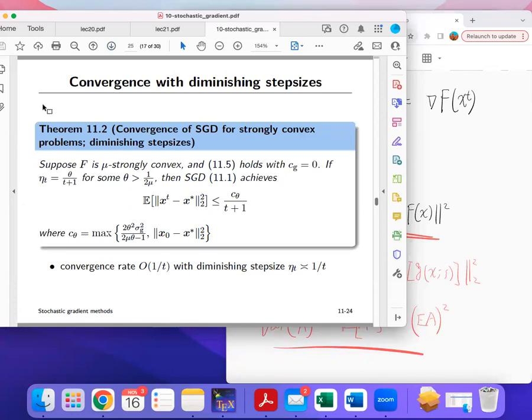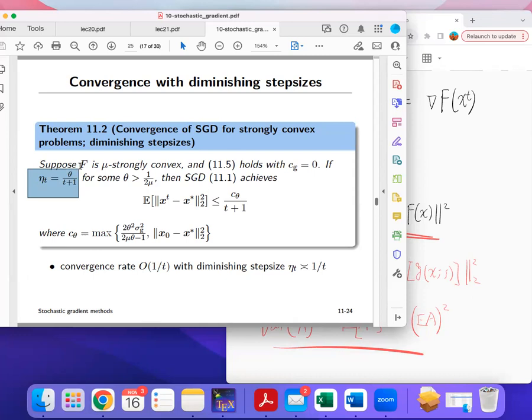And we will look at this. This is another result that people usually use. Well, the setting is essentially the same. Okay, F is mu-strongly convex, and assume the c_g equals to 0, for simplicity. Now, the big difference is that here we are using a diminishing step size instead of using a constant step size. We let eta_t in iteration t to be theta over t plus 1. Well, theta is a certain constant bigger than 1 over 2 mu. Okay. So essentially, we choose the step size to be a diminishing step size.